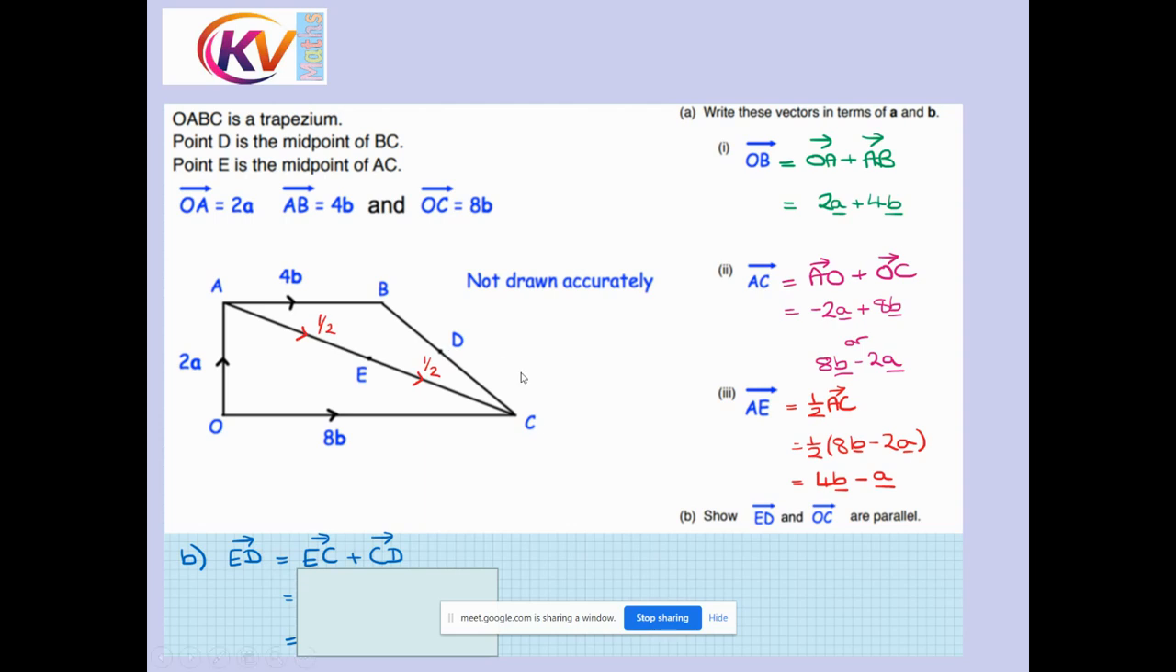So E to C, we know E to C is exactly the same as A to E because they're both half of A to C. And then C to D is going to be half of CB. So CB, we need to think about working that one out. What's CB going to be? What's my journey? If you can, in simplified form, what would it be to go from C to B?